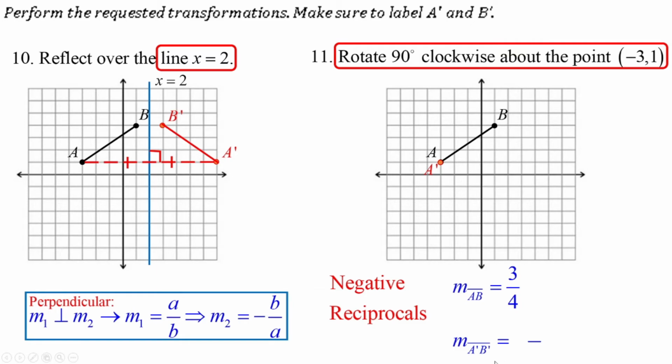All right. So then the slope of A prime, B prime, which would be a negative reciprocal. This is positive, so I need a negative. And then what's the reciprocal of 3 over 4? 4 over 3. So I go to my point of rotation, and I'm going to rise -4. 1, 2, 3, 4. And I'm going to run +3. 1, 2, 3. And there it is right there.